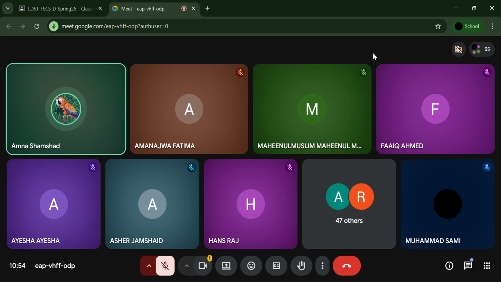The second thing is, you all have to join with your first name and your roll number. For example, for Hans Raj, write Hans slash 179. 179 is your roll number, Hans. Am I right? You have 30 seconds to answer each question. After 30 seconds, the quiz will automatically jump to the second question. Are you all ready?